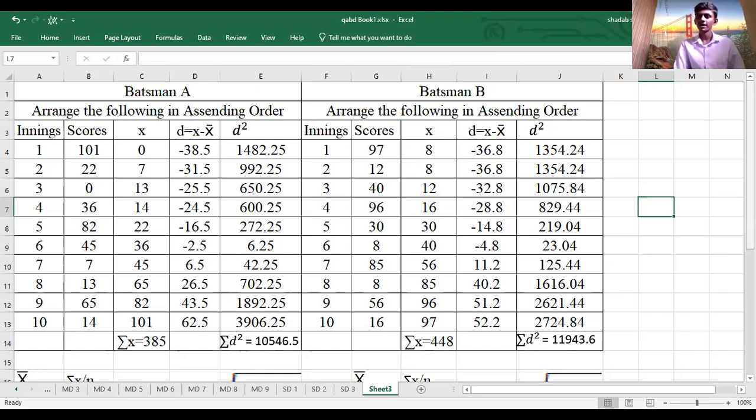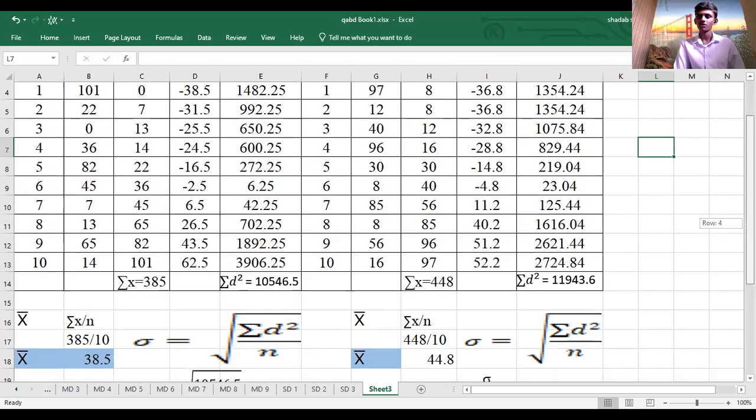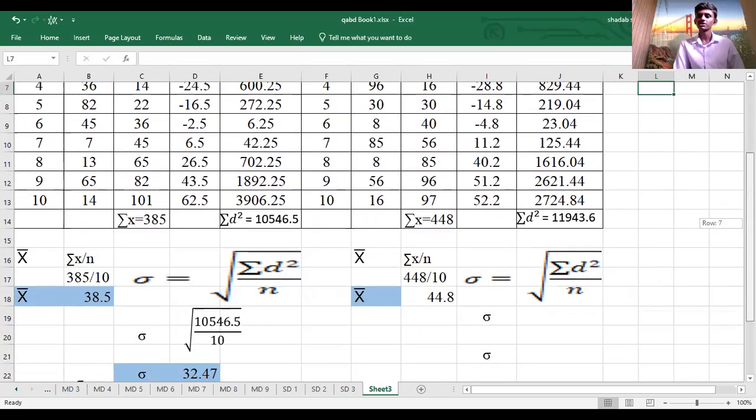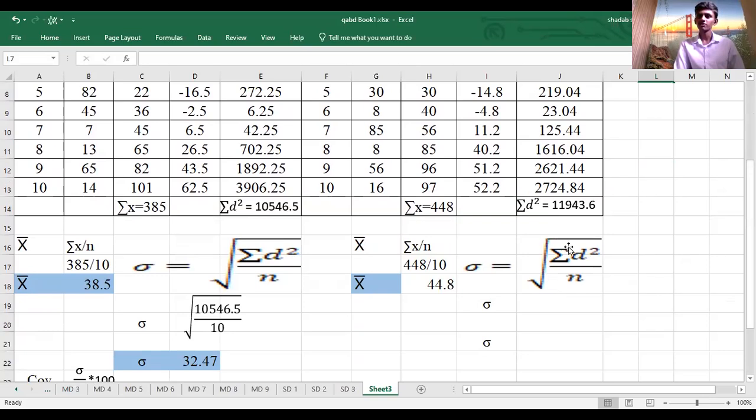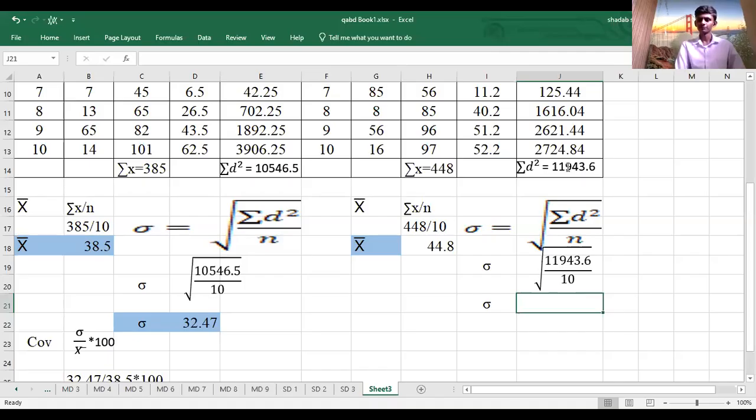Take this value and solve for the standard deviation. The formula for the standard deviation is sigma equal to the square root of sigma d square divided by n. The value of sigma d square is 11,943.6. The square root of 11,943.6 divided by 10, you will get the standard deviation as 34.55.